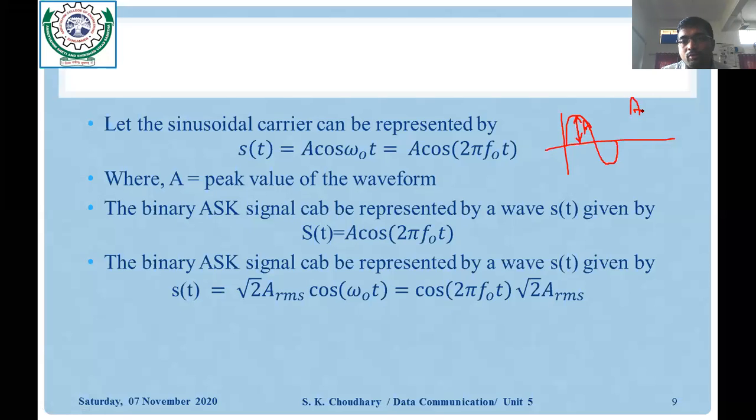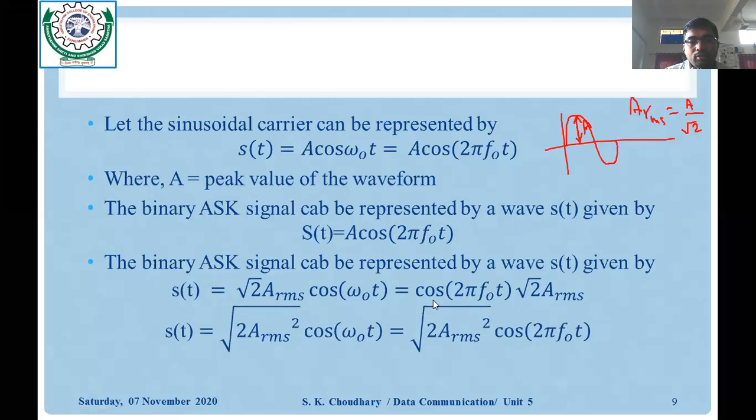and the RMS signal. So you can see here A RMS would be equal to what? It would be equal to the maximum amplitude, A_m or A whatever, upon root 2. So that is written here, correlated with terms. A is equal to root 2 A RMS cos omega naught t, or root 2 A RMS cos 2 pi f naught t. So S(t) is equal to 2 A RMS square.